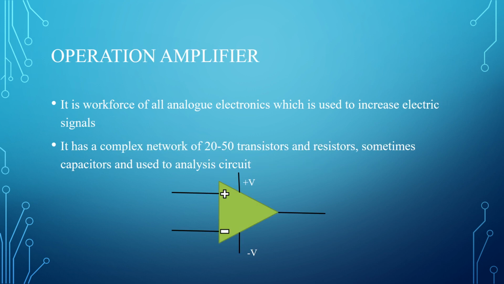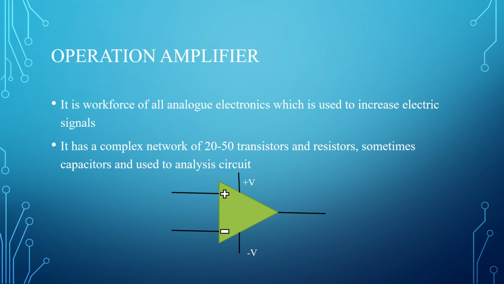Operational amplifier. It is the workhorse of all analog electronics which is used to increase electric signals. It has a complex network of 20 to 50 transistors and resistors and sometimes capacitors in it. It is used to analyze circuits.